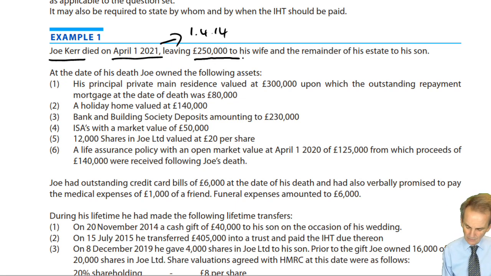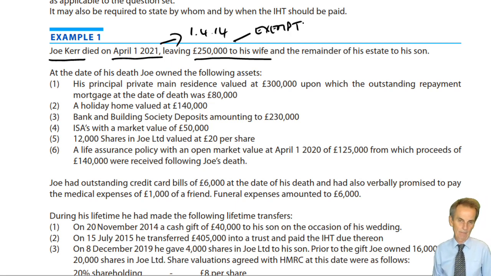Leaving £250,000 to his wife. A transfer to a spouse. What do you know about that? That is exempt. The remainder of his estate to his son, that therefore will form the basis of the chargeable estate.